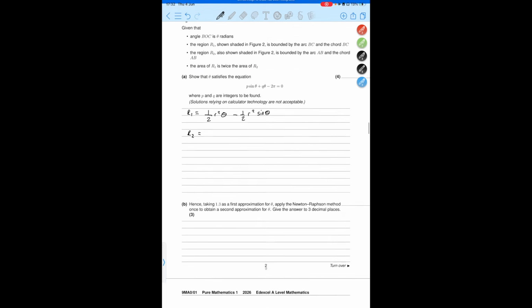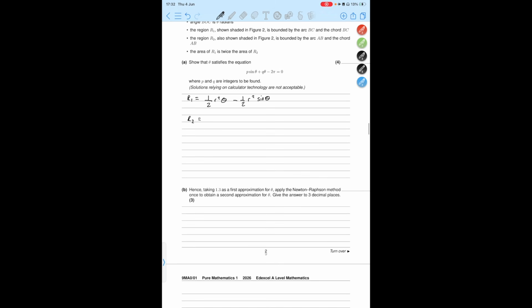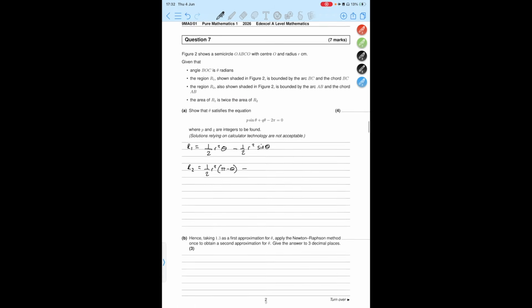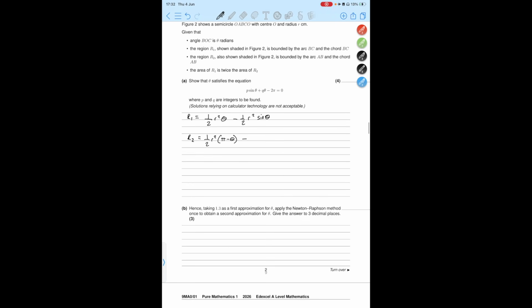Let's quickly do the same for R2. So the sector area of R2 is going to be half r squared pi minus theta. Okay, but minus exactly the same thing now, the area of that triangle. Actually, not the exact same now. Minus a half r squared sine pi minus theta. So not the exact same.